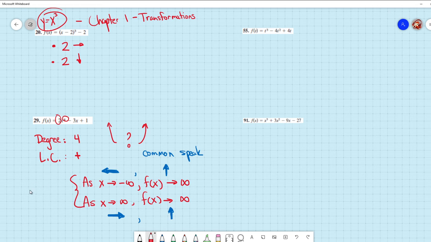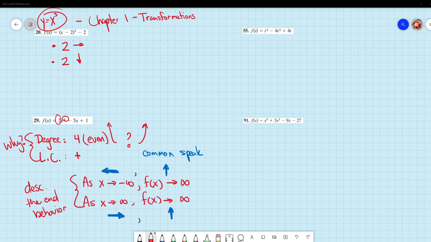So this is describing the end behavior. And why do I know this? Because the degree is even. It was a power of 4, and the lead coefficient is positive. So this is my reason why. Why is this happening? Oh, because of this. That's what's letting me know what's happening. All right, so that's number 29.